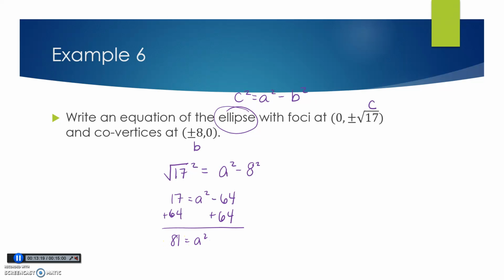And again, when I'm writing the equation of an ellipse, it's already over a squared and b squared, so I don't need to take the square root. With an ellipse, it's always x squared plus y squared. It has to go in that order and equals 1. My a is going to go in the same place as the foci. So since the foci are in the y coordinate, my 81 is going to go under y squared. And the 8, I have to square that, and I get 64, and it's in the x place, so it's going to go under x squared.